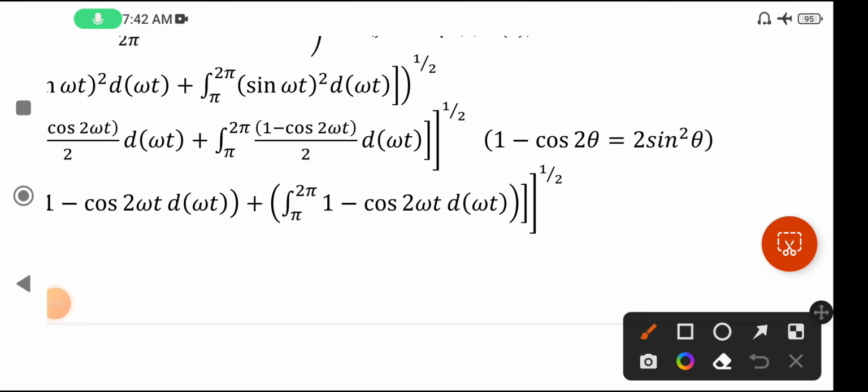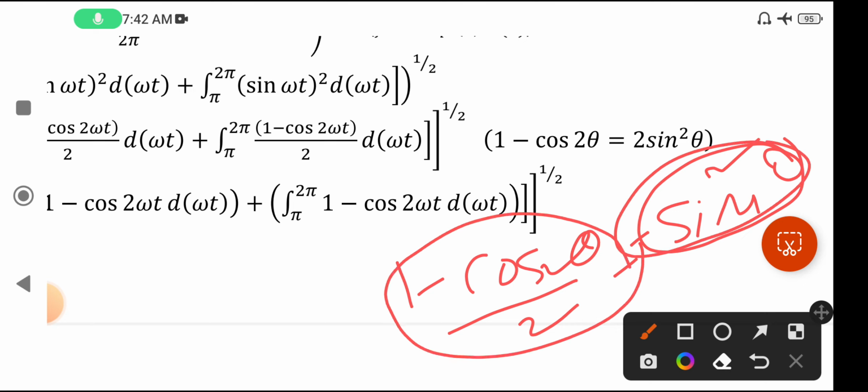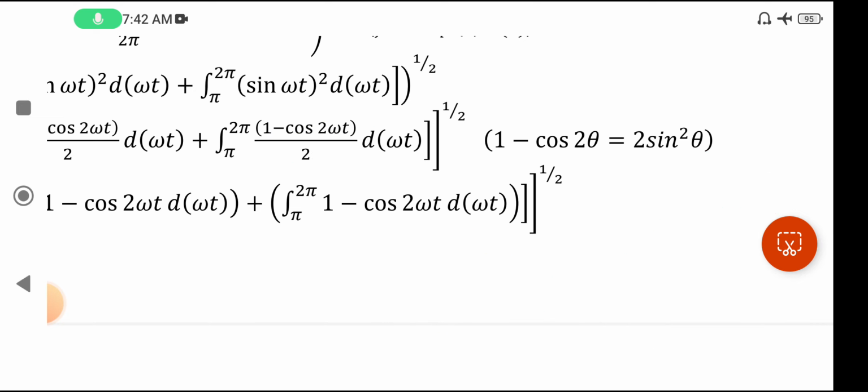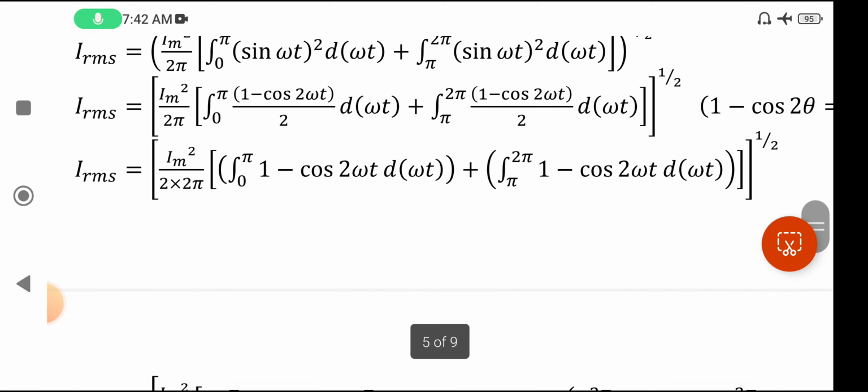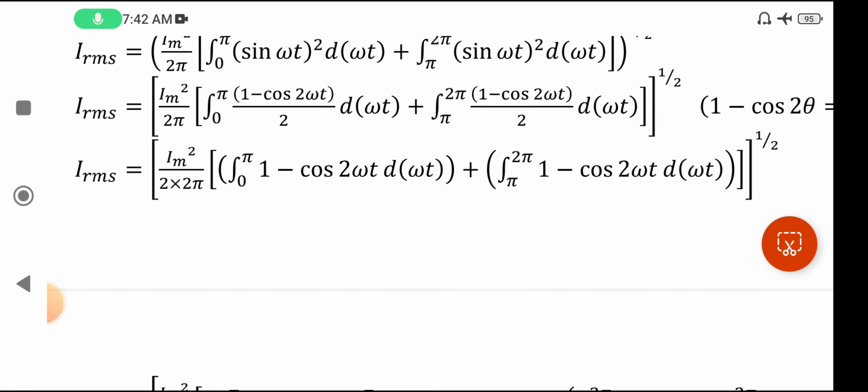So there is a general, very basic formula: 1 minus cos 2 theta can be written as 2 sin square theta, or 1 minus cos 2 theta by 2 is also written as sin square theta. Above, sin square theta is given in this form, and we have to write it as 1 minus cos 2 theta by 2. That is why 1 minus cos 2 omega t by 2 is written. Now this 2 also take outside.